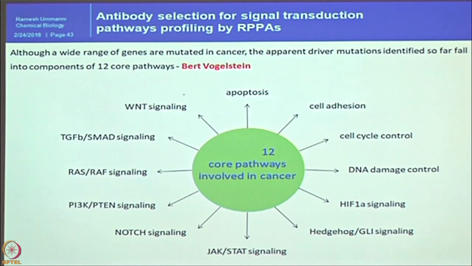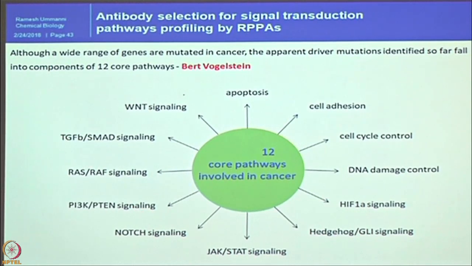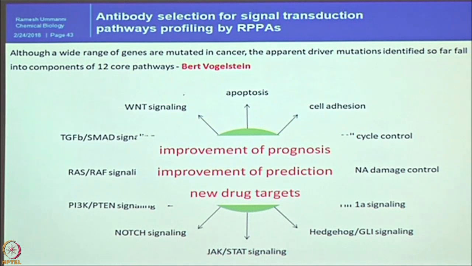Again, as I said in the first couple of slides, antibody selection is very critical and important to establish this method. Although a wide range of genes are mutated in cancer, including lung cancer, the apparent driver mutations identified so far are components of 12 core pathways. That means all the different mutations which cause lung cancer map into one of these pathways. If you analyze the activation or inactivation of these pathways in lung cancer patients, based on the activation status you can choose the drug to be given to the patient. This was the motto. We arranged a panel of antibodies measuring the activation status of these pathways to proceed forward.